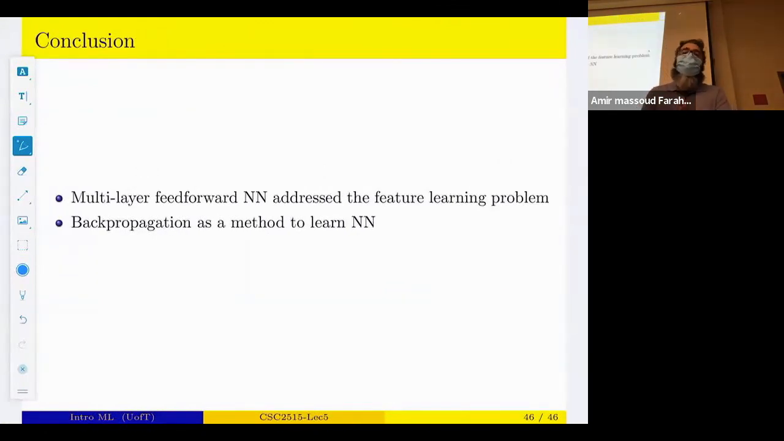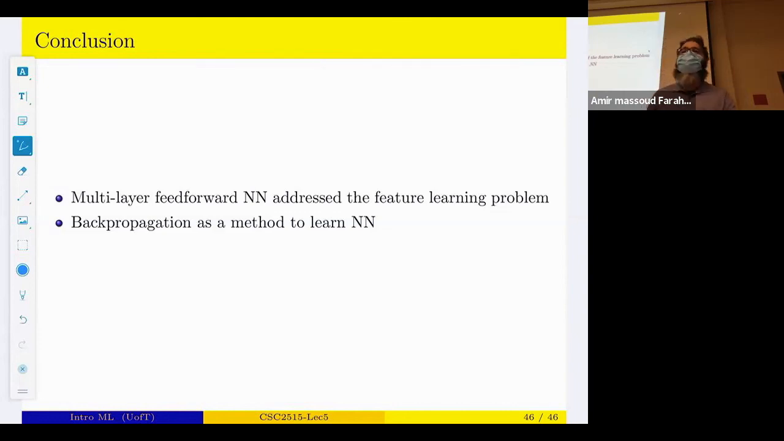So multi-layer feed-forward neural networks, and neural networks in general, address the feature learning problem, which is where the features should come from. Previously, we had to design them ourselves, but now these networks, if they learn properly, learn the proper features. And the other part of this lecture was that backpropagation is a way to learn the parameters of a neural network. There's, of course, a lot of other things to talk about.